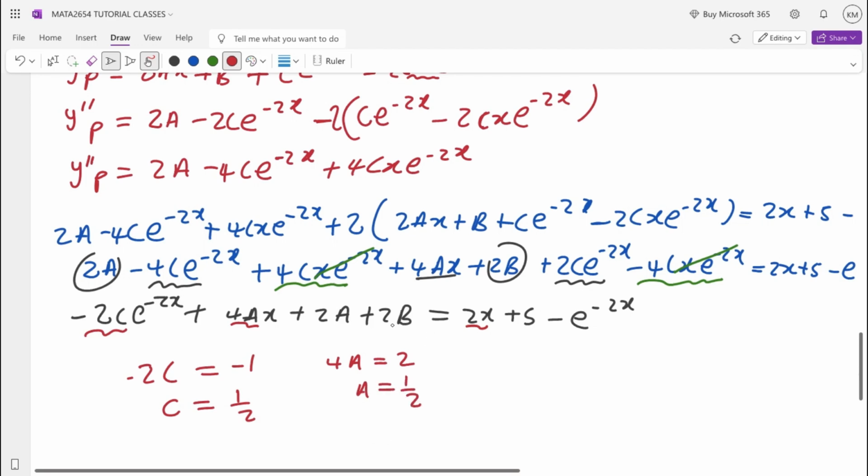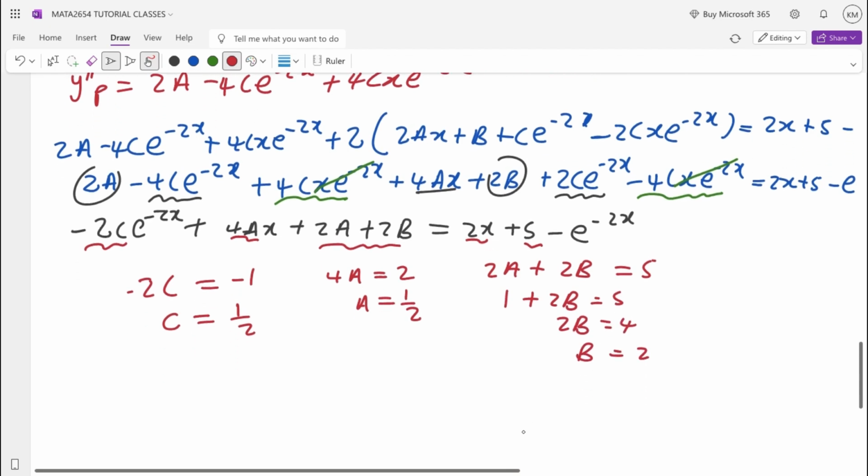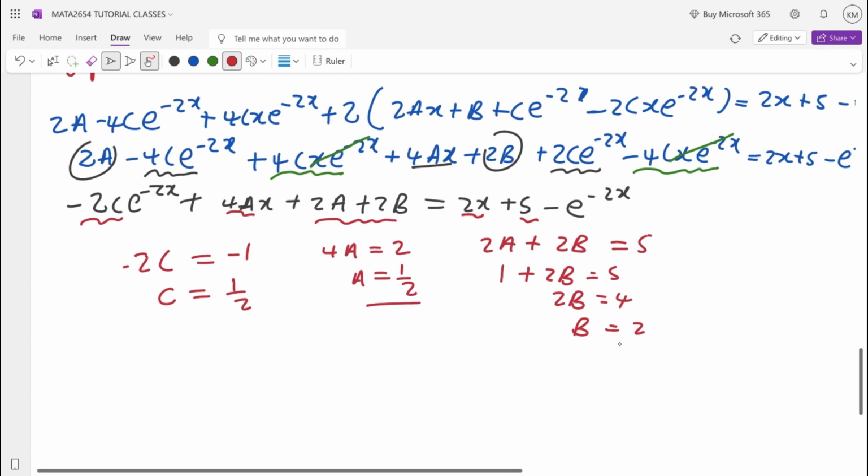So basically what is left is the constant. The constant 2a plus 2b should be equal to the constant that side, which is 5. But we already know a is half. So basically what we are going to have here is that 1 plus 2b must be equal to 5. So 2b equals 4, then b is equal to 2. So we have our values of a, b, and c.